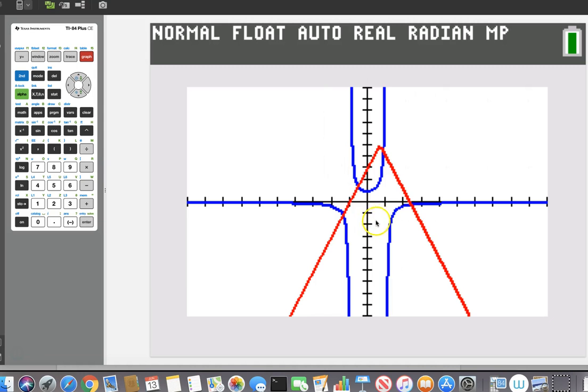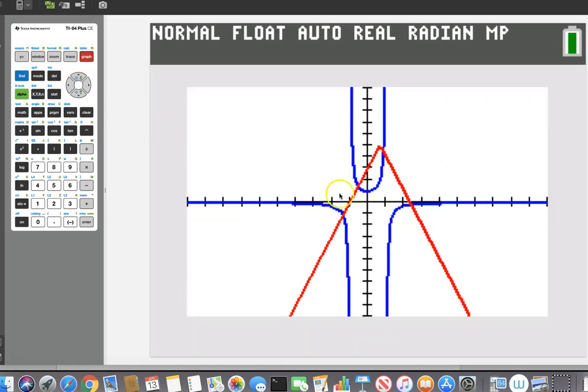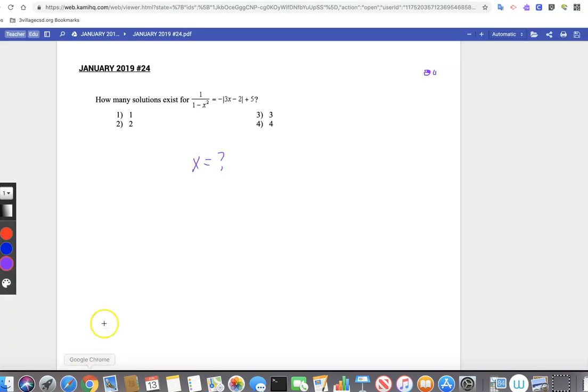Remember, however, if they want the actual solutions to the equation, for each of these intersection points, we can find them by hitting second trace and then intersect, and the x-coordinates there would be the actual solutions. But in this problem, they only want to know how many solutions exist, which was 4, and that's our answer to this question.